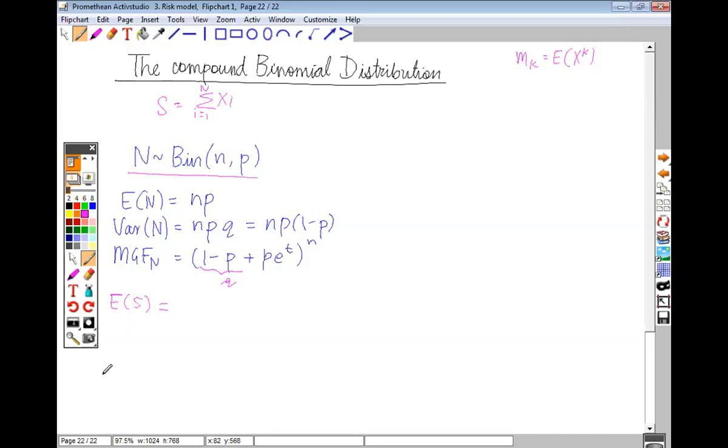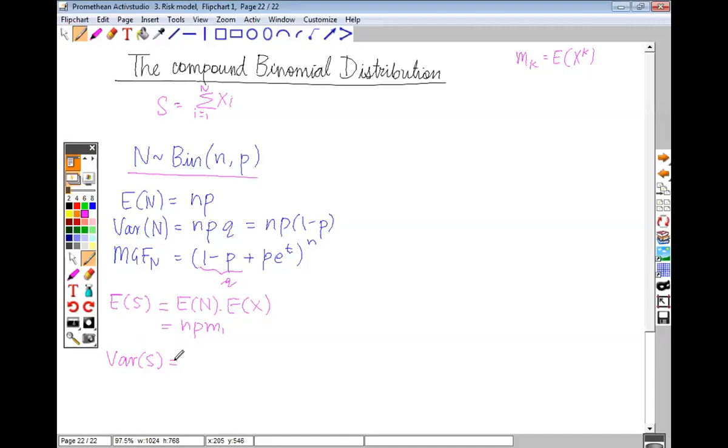So if I have to figure out my expectation of S, I do remember from my previous calculations that it is nothing but expectation of n times expectation of X. So expectation of n is np here. So I'll have np, and instead of expectation of X, I'm just going to write M1 here. Does this make sense to everyone? Do you guys remember this? Yes, ma'am. Right? Okay.